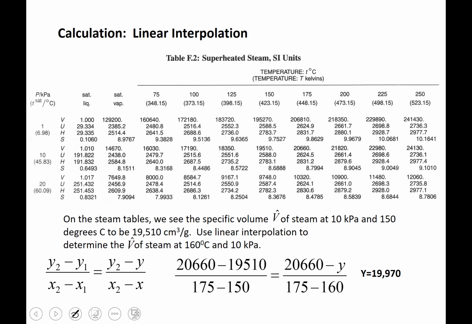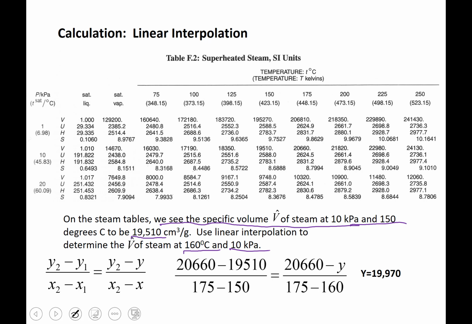Alright, so let's do an example calculation. Here's the steam tables, which you will be using a lot. Here we see the specific volume of steam at 10 kilopascals and 150 degrees C is 19,510 centimeters cubed per gram. So let's use linear interpolation to determine the specific volume of steam at 160 degrees and 10 kilopascals.